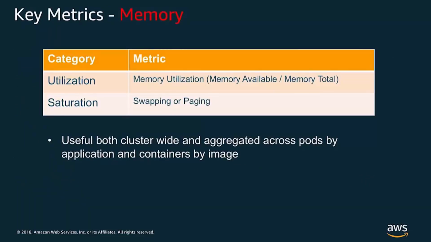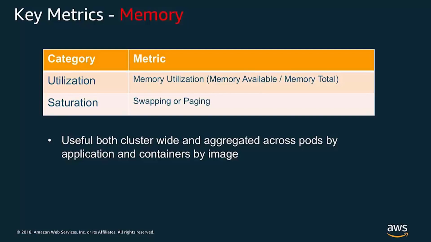So memory, of course, is another key metric. Utilization is one way of thinking about memory: utilization is just available over total. And saturation is a little bit trickier with memory, but swapping or paging is one way of thinking about it.